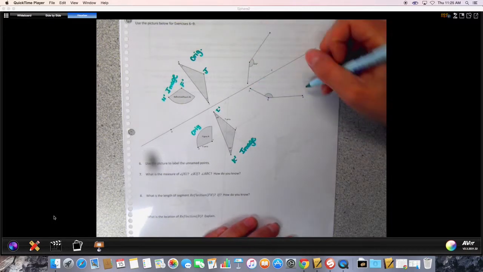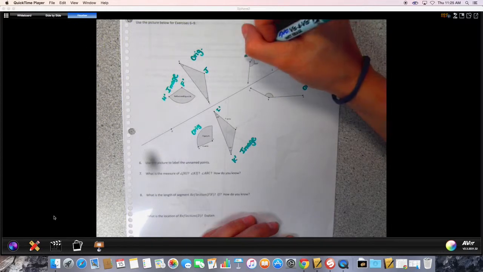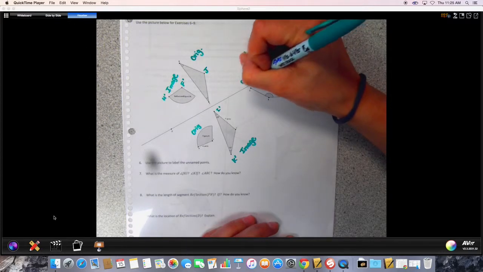And last but not least, if you take a look at these, A, B, and C, none of them have primes, so this is going to be your original, this is your image, and then you just label them accordingly. A is here, so this is A prime, this would be B prime, and this is C prime. Okay, that was number 6. We labeled all the unnamed points.